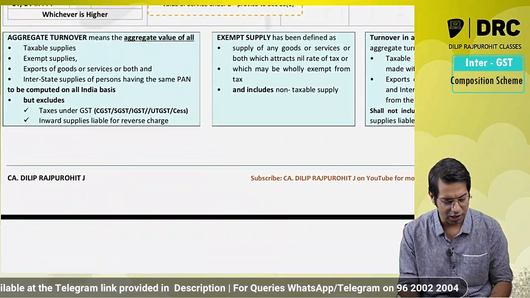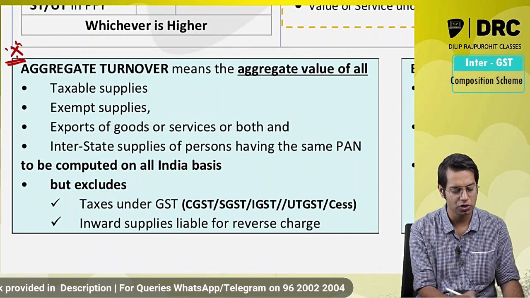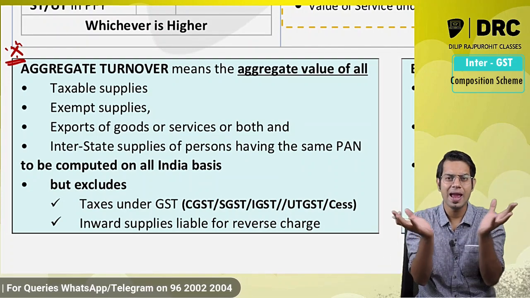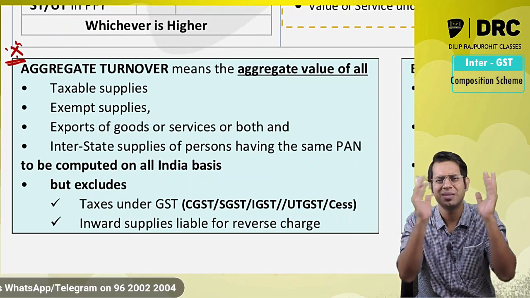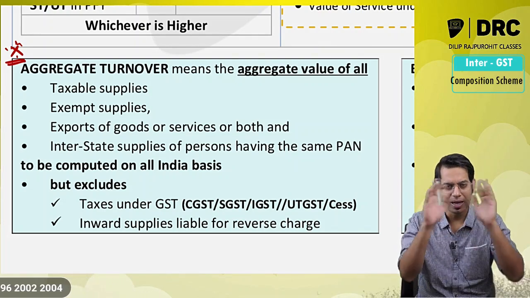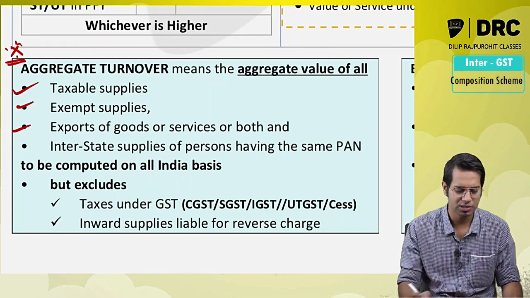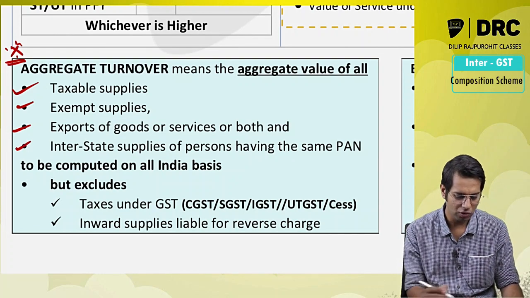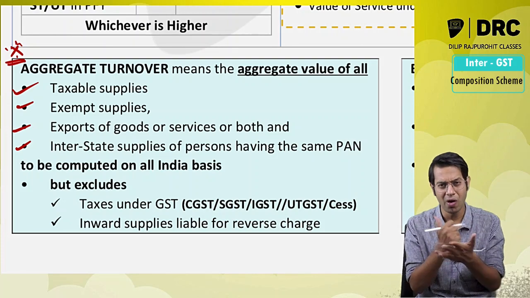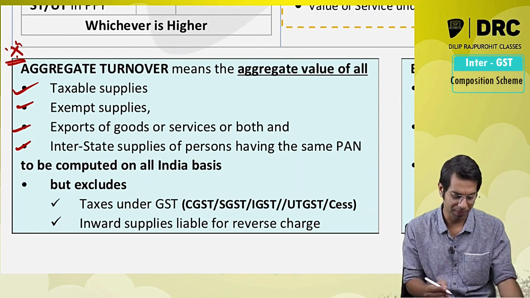Sir, what do you mean by aggregate turnover? Very important definition, the most important definition in your entire GST law. This is the definition which you should compulsorily know. Aggregate turnover means aggregate value. Sir, what do you mean by aggregate value? That is nothing but total value. Aggregate turnover means the aggregate value of all taxable supplies which you are making, the aggregate value of all exempt supplies which you are making, the aggregate value of all exports of goods or services which you are making, and interstate supply to a person having the same PAN. Aggregate turnover means what, sir? The aggregate value, that is nothing but the total value of taxable supplies, exempt supplies, export of goods or services, and interstate supply to a person having the same PAN.